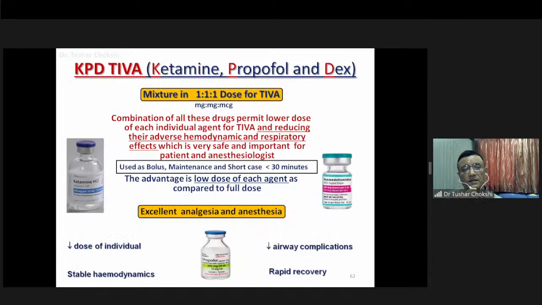I developed these mixtures in my practice when there were no TCI machines available in India. In my gastro practice, I was doing at least 10 procedures a day, so I developed these KPD mixtures, a mixture of ketamine, propofol, and dex, with 1 milligram and 1 microgram. Combining these drugs permits a lower dose of each individual drug. I use it as a bolus maintenance in short cases, and it gives excellent analgesia and anesthesia. I have completed more than 10,000 patients with this combination, and touch wood, there was no major problem. It decreases the dose of the individual drugs, gives stable hemodynamics, decreases airway complications, and gives a rapid recovery.